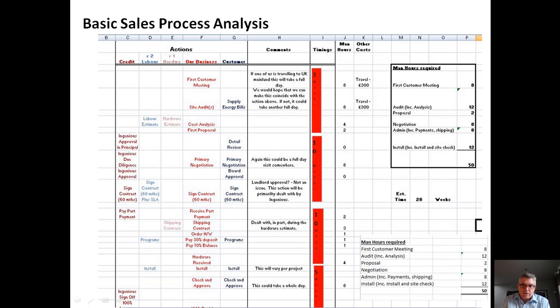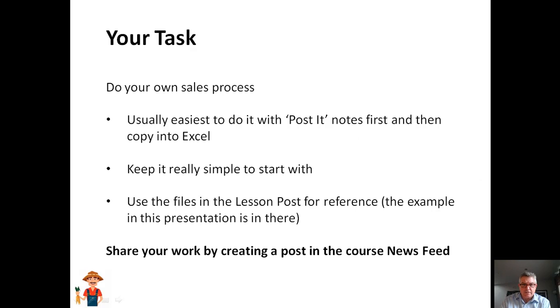Because if it takes 50 hours over 28 weeks, you can start doing a little bit of maths and deciding how many salespeople you're going to require, or how many admin staff, etc. How many man hours it actually takes to produce this. Again, really interesting on pricing, because quite a lot of people will just add up all the costs, add a bit of margin, and there we go. Well, these 50 man hours need to be included as a cost there. So that's how we put together the basic sales process analysis.